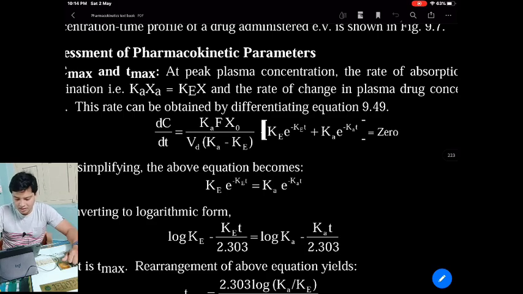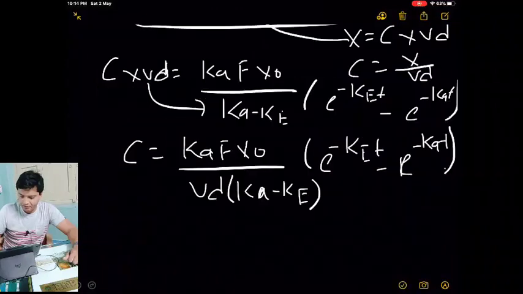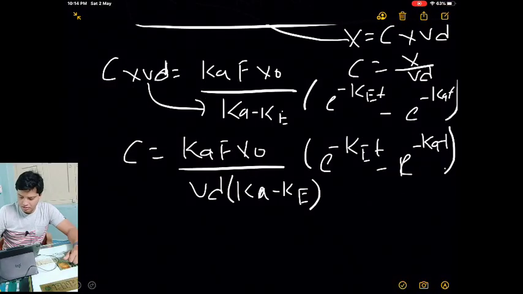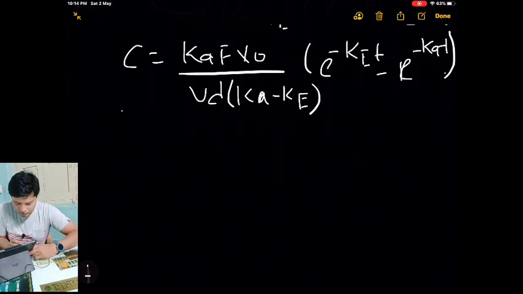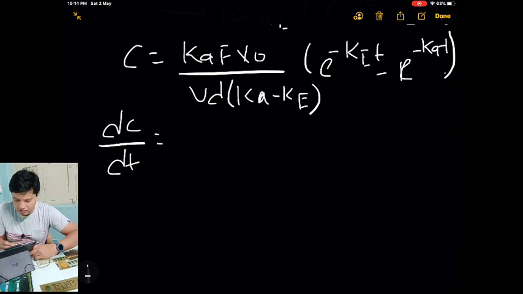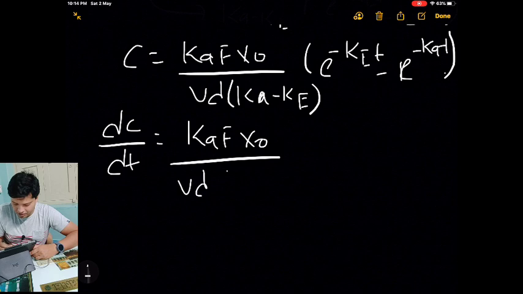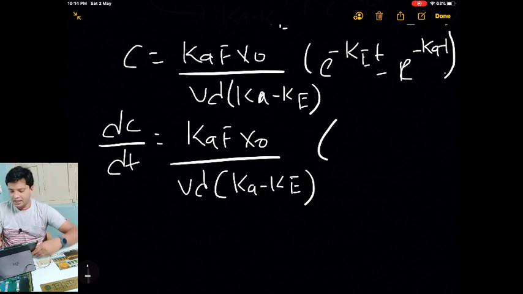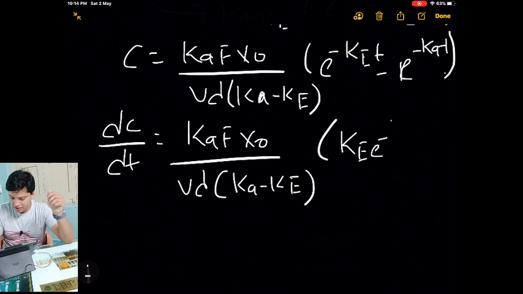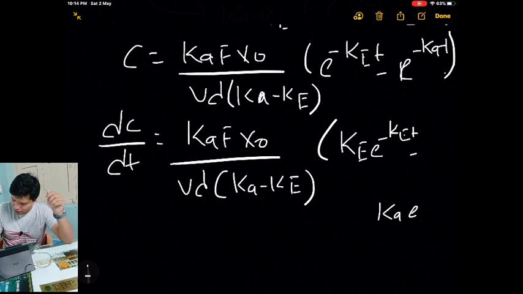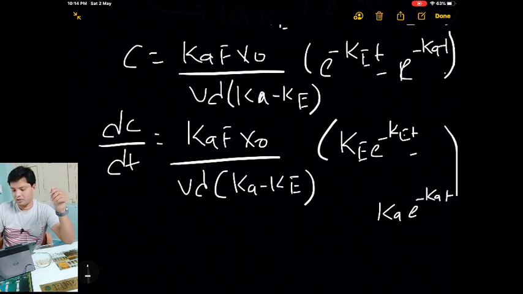I will try to write this differentiated equation. Okay, now if you differentiate this above equation, dC by dt is equal to fraction of drug absorbed, dose divided by volume of distribution into Ka minus Ke. So here what we get is Ke e to the power of minus Ket minus, I will write here, Ka into e to the power of minus Kat. So this is the equation.